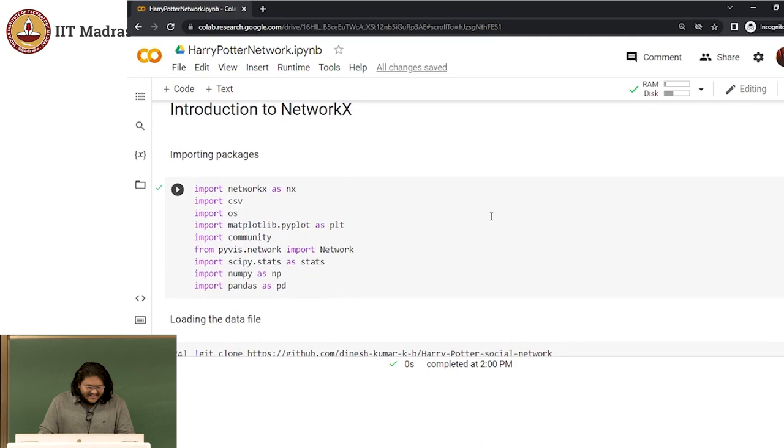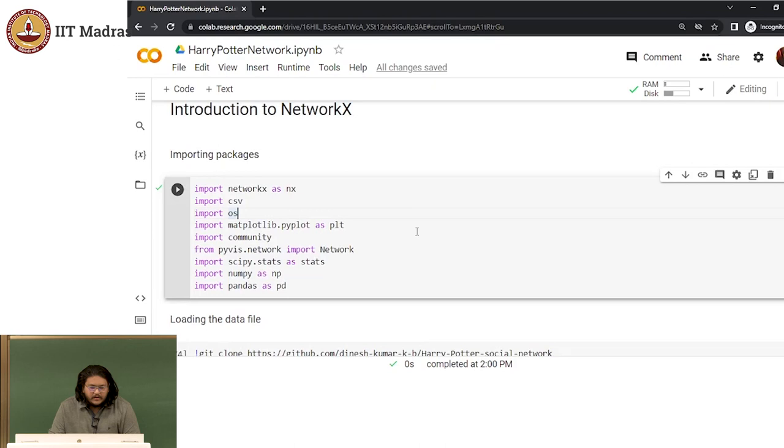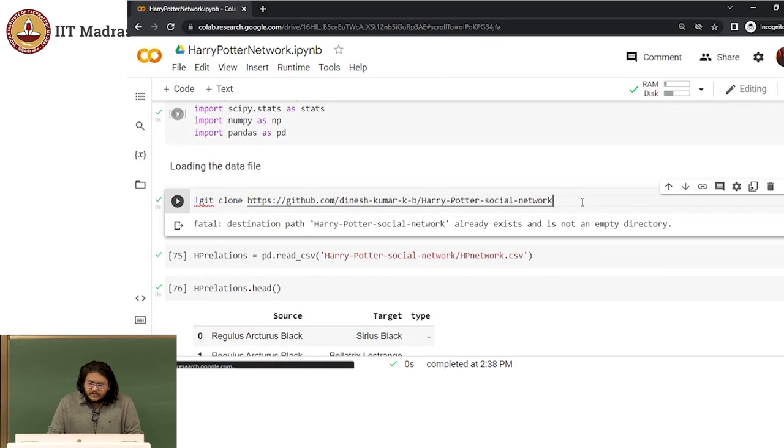Okay. So I'll explain what is there one by one. First part, I have imported a few packages that we are going to use for this demonstration, for this little experiment. You can see I have a lot of packages. NetworkX is the one that we are going to use. CSV is for handling CSV files. Once we have imported the packages, I have the data of the network in a GitHub page.